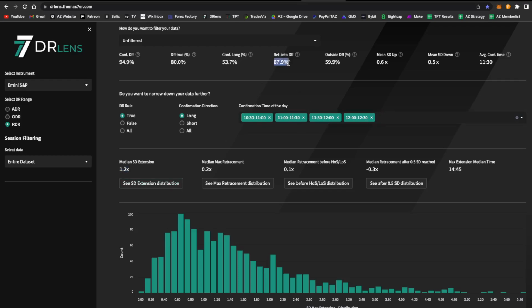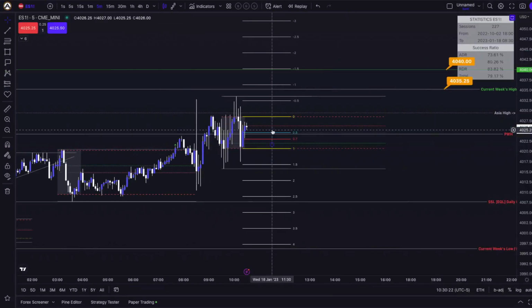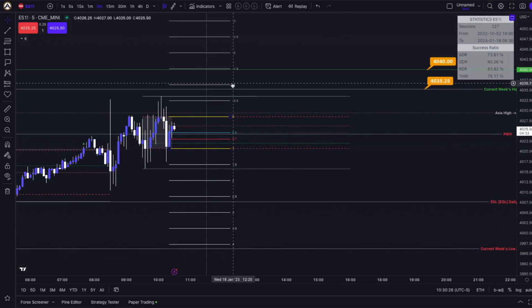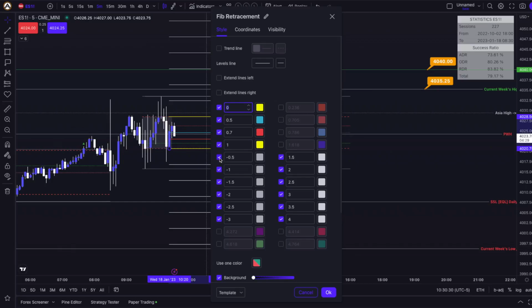We get 87.9% chances that price is going to return into our DR range. So let's draw this up on chart. Okay, our DR range is now formed. 1.2 deviations up here would be above the previous day's high.